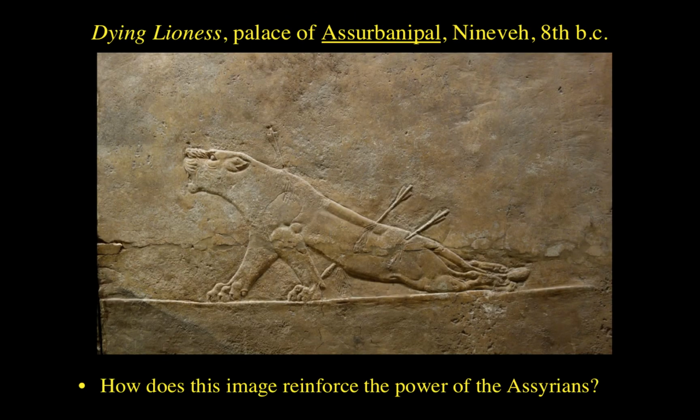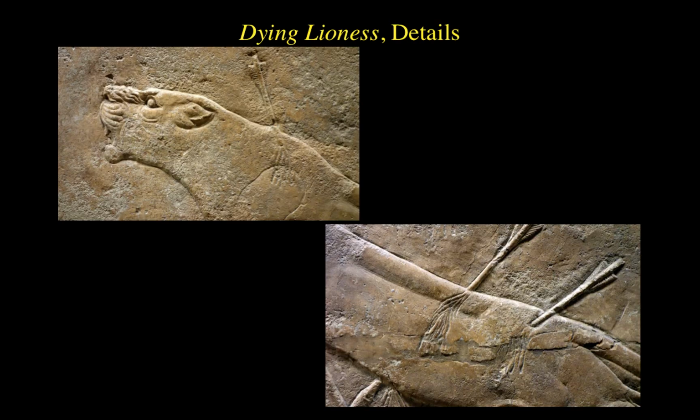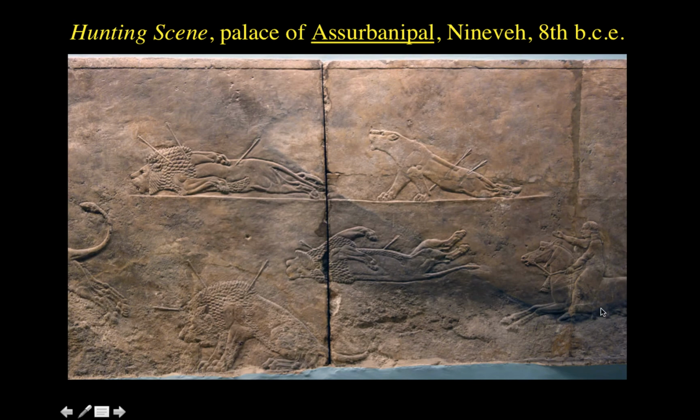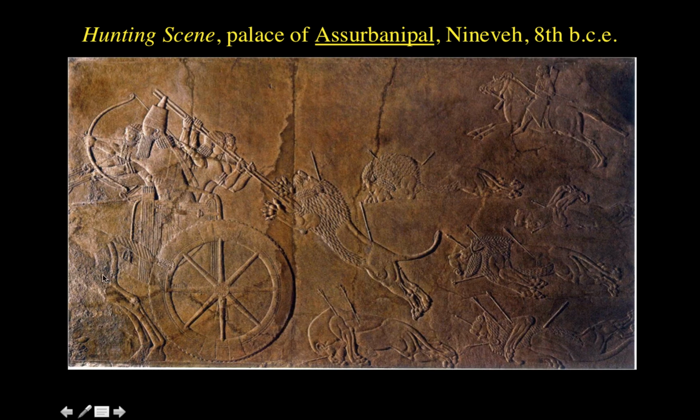Here's the dying lioness from one image from the palace of Ashurbanipal, another Assyrian king. How does this image reinforce the power of the Assyrians? Think about the significance of the lion, and then how is the lion being portrayed? Also, while I'm here, these were painted, and so the lion would have been painted a naturalistic color, and then the carvings here would have been painted red, the blood gushing out. And then here you have this sea of lions that have been killed, and then you have the Assyrian soldier in hot pursuit. Same thing here.